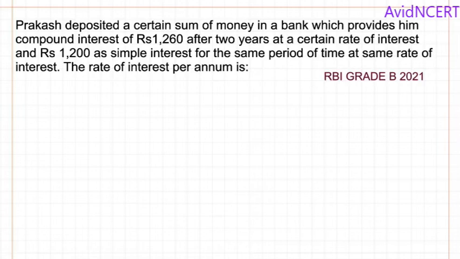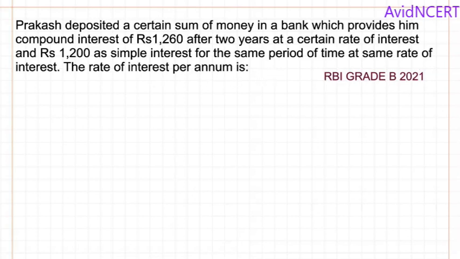This is Geeta. Today we will be solving a problem from the RBI Grade B 2021 question paper. Prakash deposited a certain sum of money in a bank which provides him compound interest of rupees 1260 after 2 years at a certain rate of interest and rupees 1200 as simple interest for the same period of time at the same rate of interest. So the rate of interest per annum is question mark.